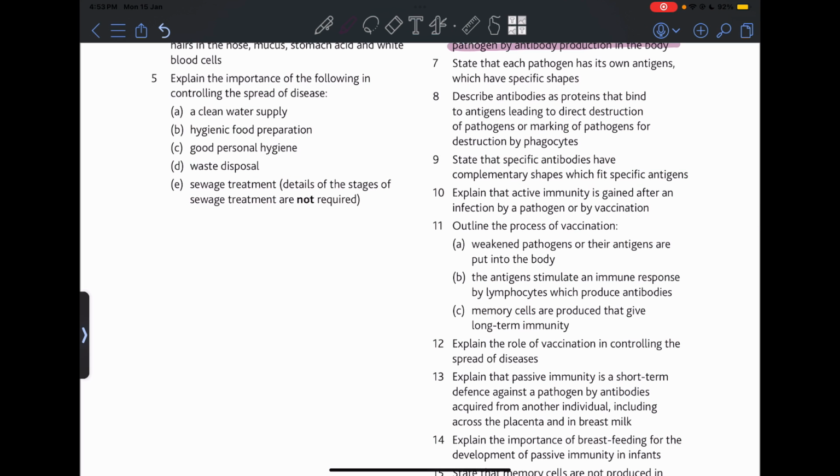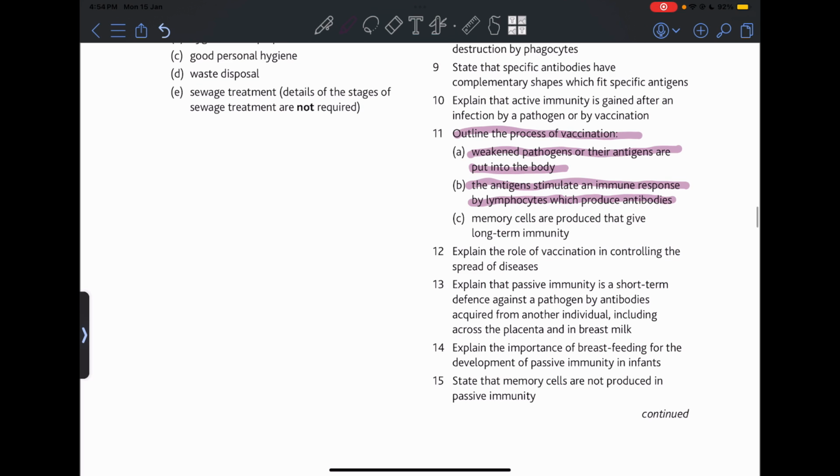Now, number 11, outline the process of vaccination. Weakened pathogens or their antigens are put into the body. So, this is what happens when you take vaccination. They are weakened, as I said. Also, their antigens stimulate an immune response by lymphocytes, which produce antibodies. So, this is what will give you the immunity later on.